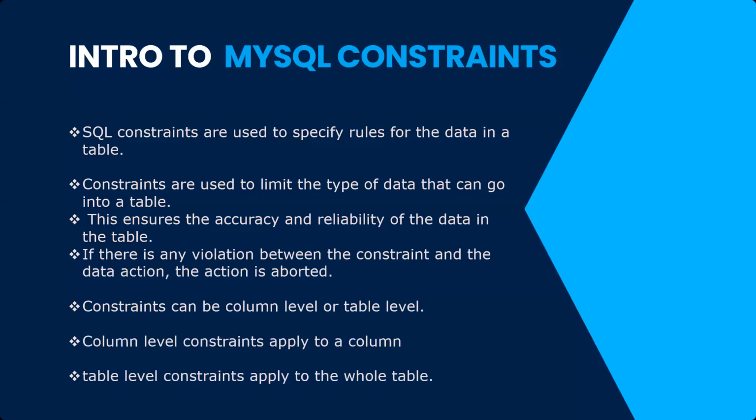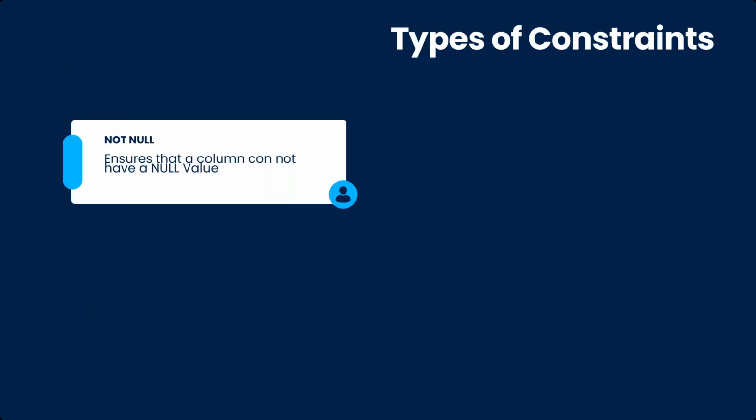Let us see how exactly these MySQL constraints are going to be applied at the column level as well as the table level. The following are the types of constraints we have. Not null constraint. What does it mean? NOT NULL is the keyword derived from structured query language, which ensures a column cannot have a null value. It should have some value. It should not be a null value.